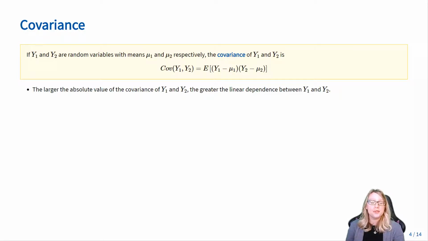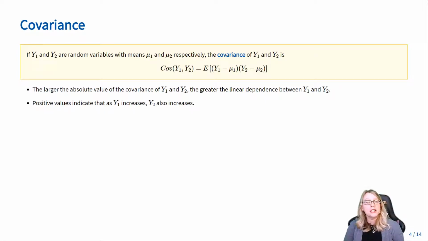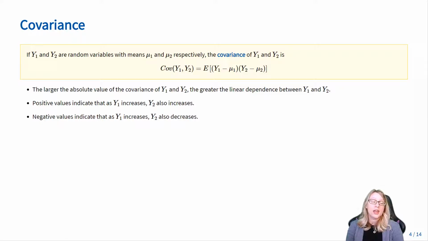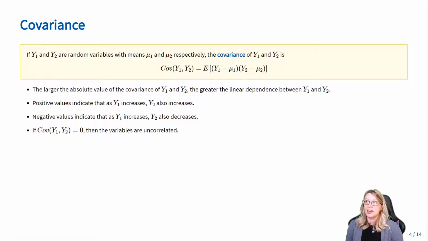The larger the absolute value of the covariance gets, the greater the linear dependence between y1 and y2, so the stronger that relationship turns out to be. If we have a positive covariance, that suggests that as y1 tends to increase, y2 also tends to increase. If we have a negative covariance, that suggests that as y1 tends to increase, y2 tends to decrease. Now, if we have a zero covariance, then we say that these random variables are uncorrelated.